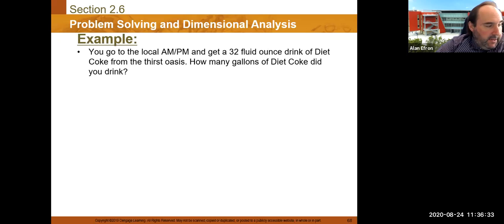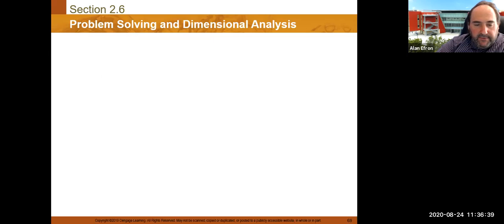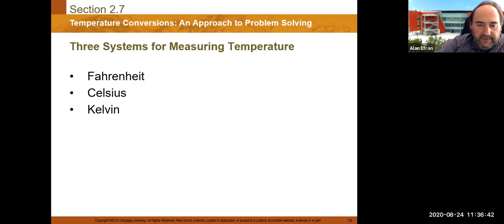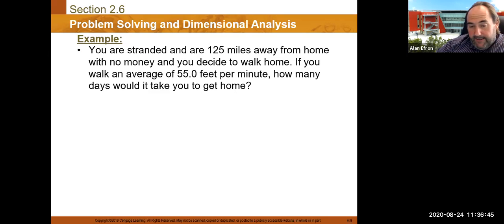All right, so let's get this one here for now. Why don't you try this one again? It's the last minute edition. Why don't you give this one a go and see what you come up with in terms of answer. You're stranded 125 miles away from home. You're going to walk 55 feet per minute. How many days would it take you to get home? Now, give me a couple of things. There's 5,280 feet in a mile, right? And hopefully you know the rest. 60 seconds in a minute, 60 minutes in an hour, and 24 hours in a day. So see what you come up with.